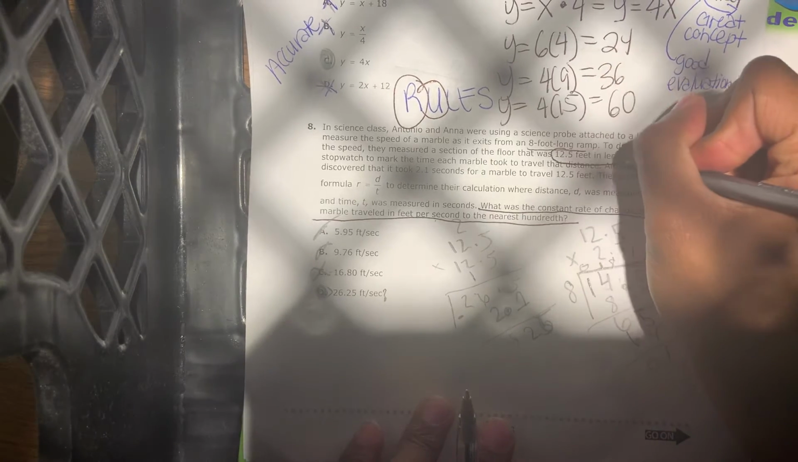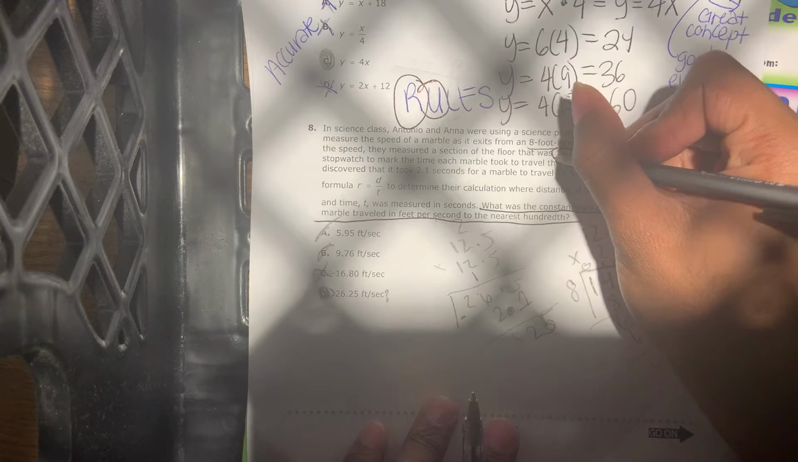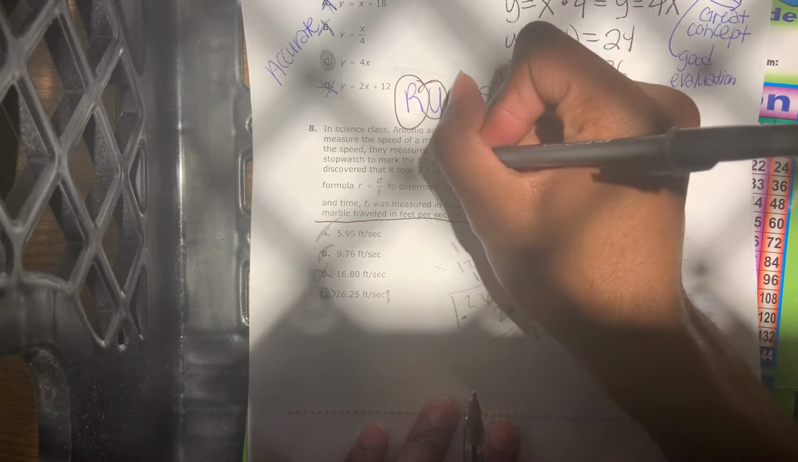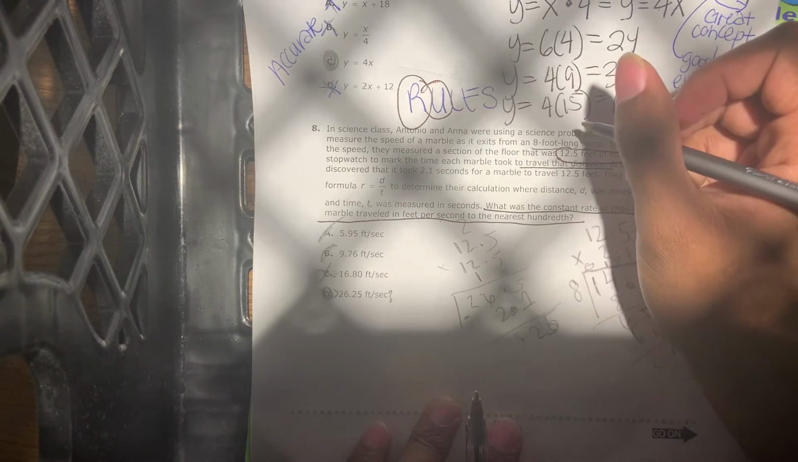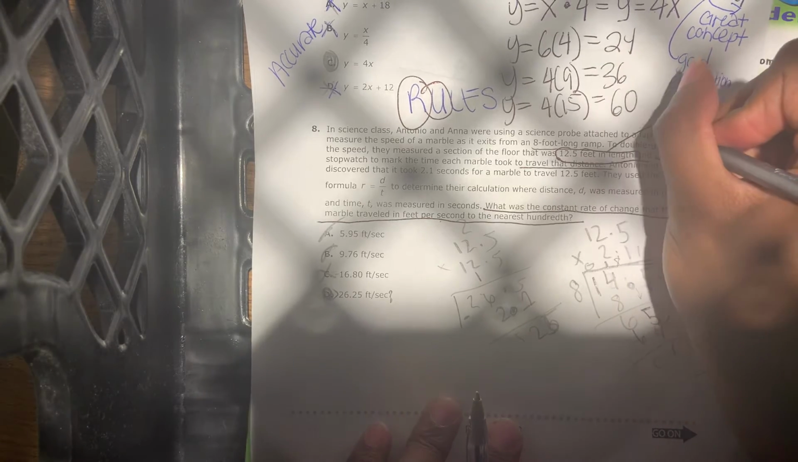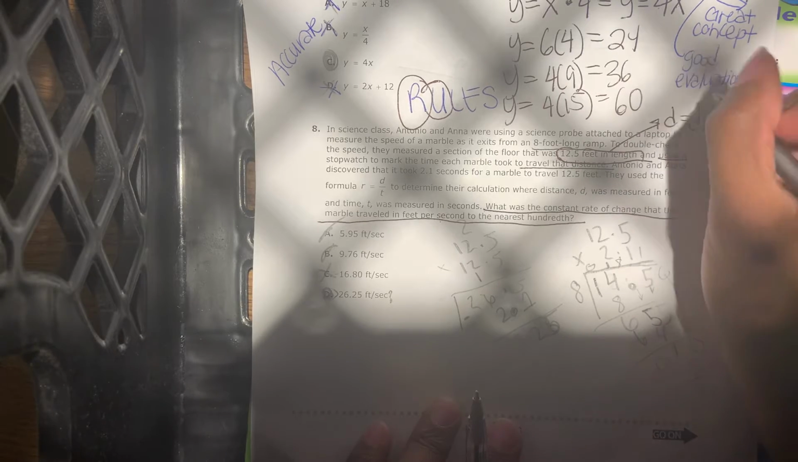To double-check the speed, they measured a section of the floor that was 12.5 feet in length. So this is what they measured, okay? And they used a stopwatch to mark the time each marble took to travel that distance. So the distance really is 12.5 feet. This is D, which is our distance, 12.5 feet.